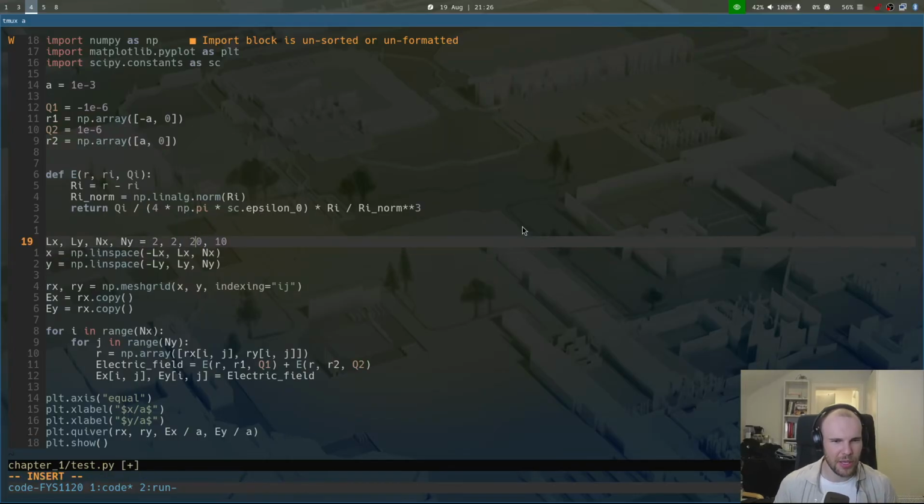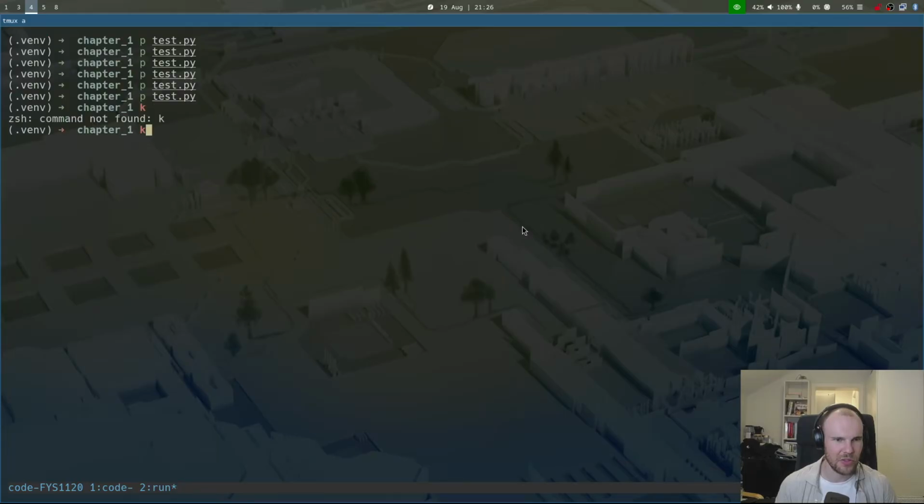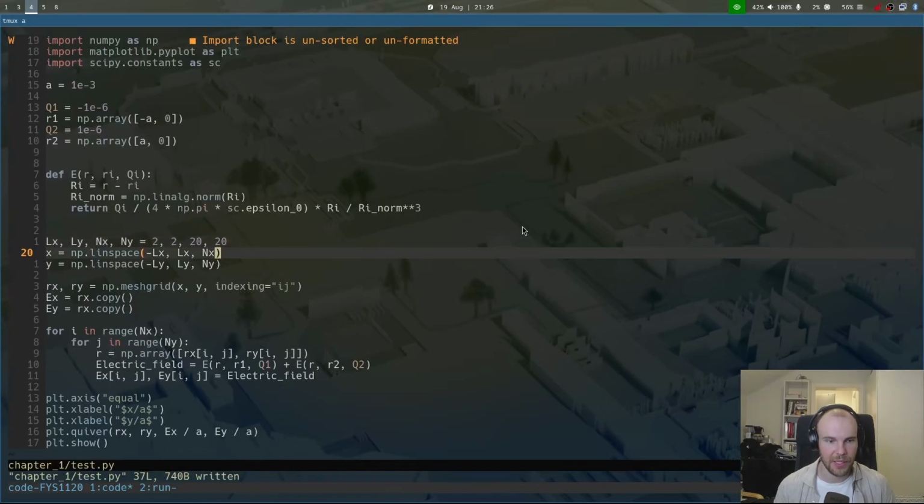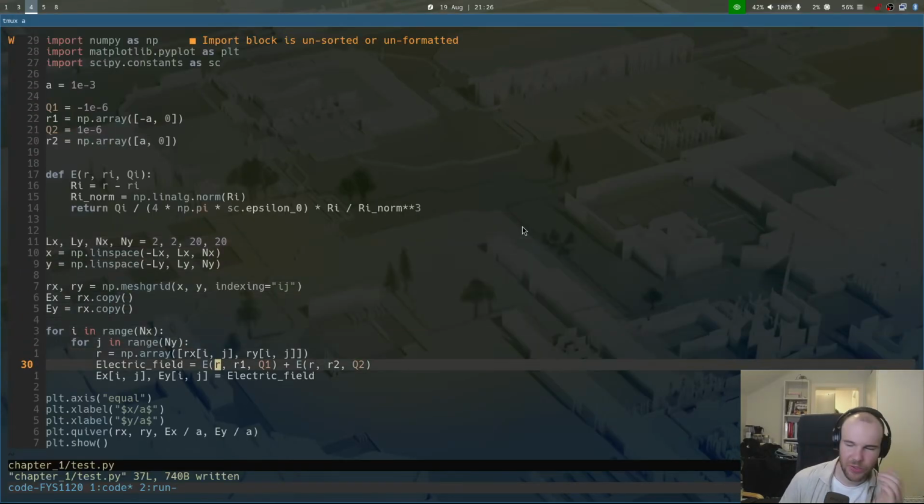Maybe I keep that and do this instead. You get more vectors. No, not K. Yeah, that looks okay. Okay, so the next part now is that the strength of the field is shown by the size of the arrows. But as you can see, it works, but there's a better way of doing it.